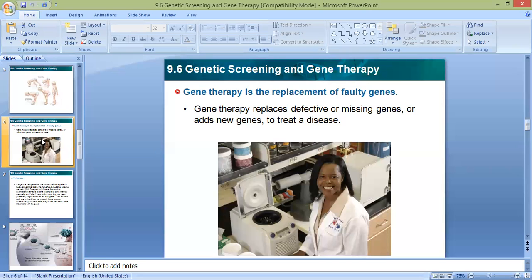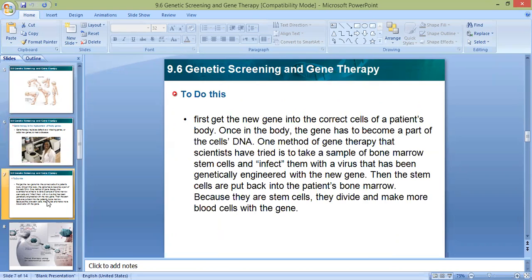They do adding, like in genetically engineered animals and plants, where we added a new DNA gene. It's the same thing here: they take away or add some new genes to treat a disease. Of course, not all diseases can be treated in this way. First, they get the new gene into the correct cell of the patient's body.